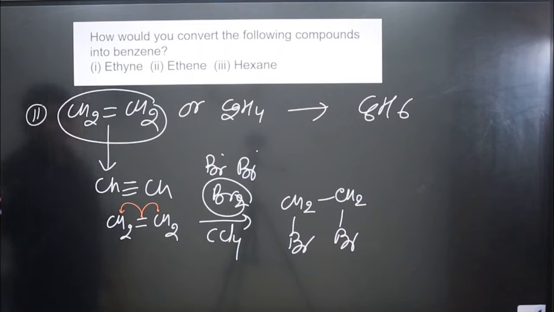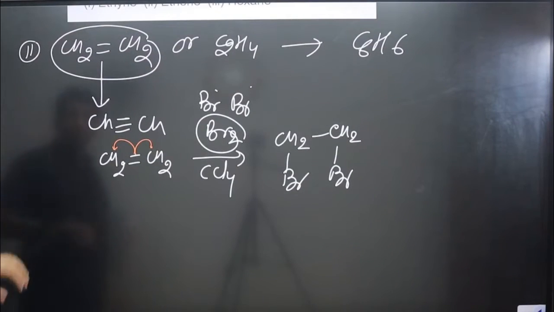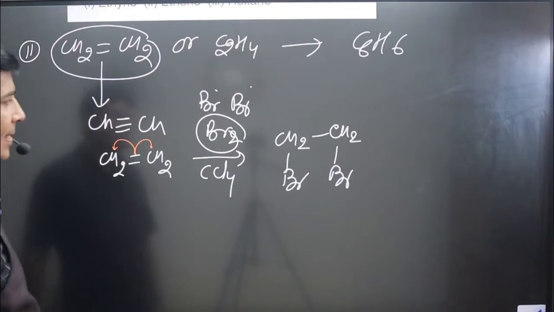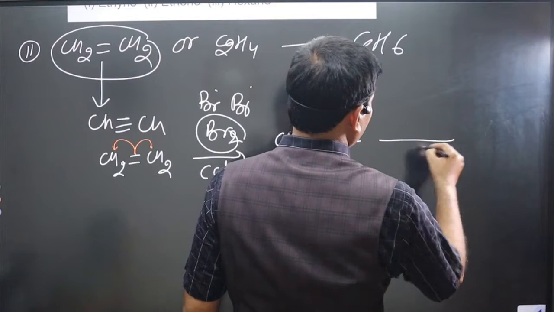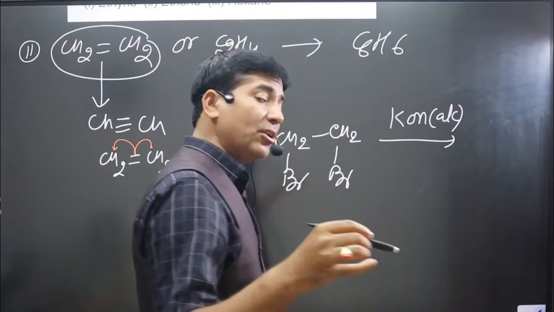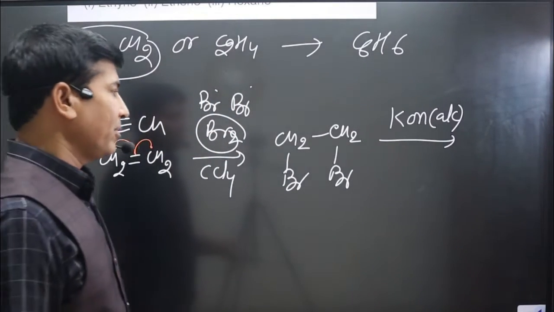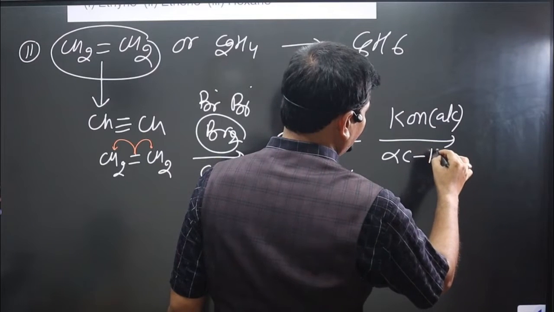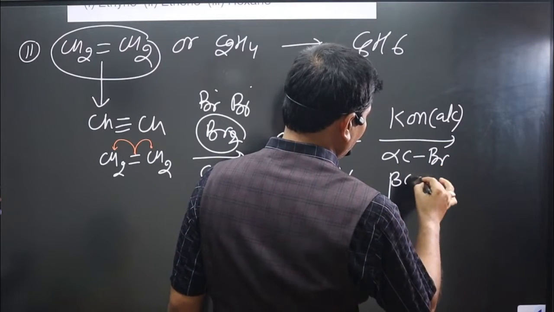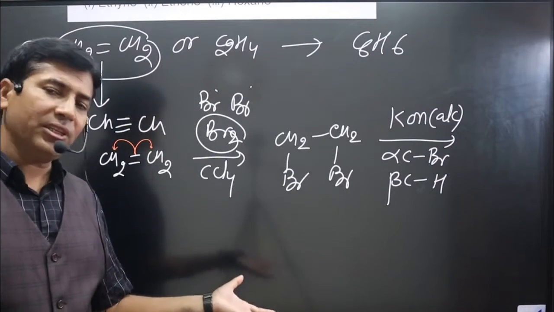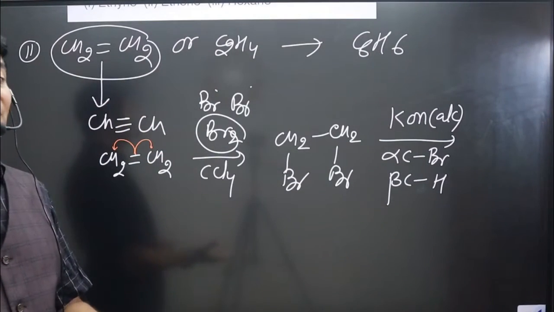After this we have to introduce one bond and remove the halogen. So what do we do exactly in this case? I make it react with alcoholic KOH. Keep in mind, alcoholic KOH causes an elimination reaction. From the alpha carbon we remove the halogen Br, and from the beta carbon we remove hydrogen. This is a dehydrohalogenation reaction, which is nothing but an elimination reaction.